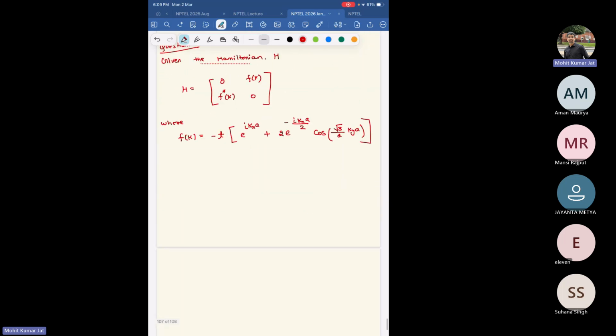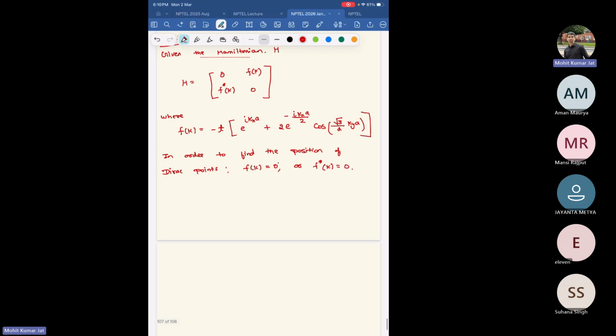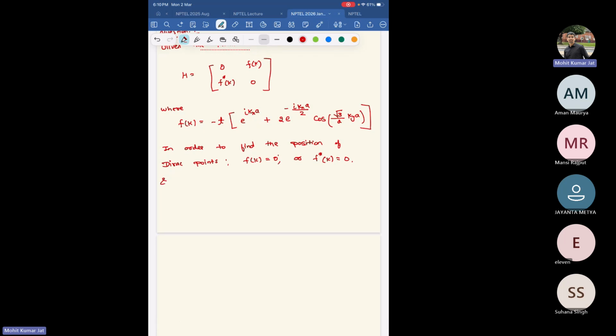And the question says that in order to find the position of the Dirac points, take Fk equals 0, or the complex conjugate F star k equals 0, and then determine the position of K and K prime.